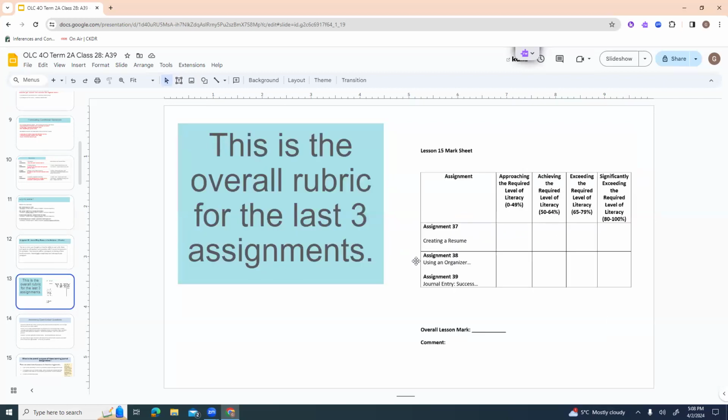This is the overall rubric for the last 3 assignments. Assignment 37 was the resume. Assignment 38 was using the organizer. And then today's assignment was the journal entry, okay?